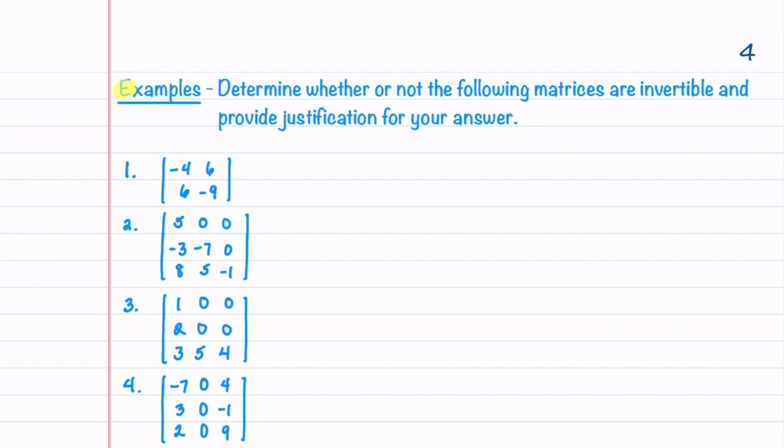Let's now walk through some example problems where we're asked to determine whether or not the following matrices are invertible, and then provide justification for our answer. Let's look at the first example. You might notice that the rows are multiples of each other, and that the columns are dependent. Because of this, this matrix is not invertible.